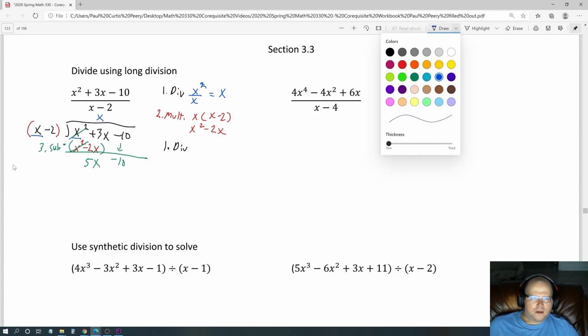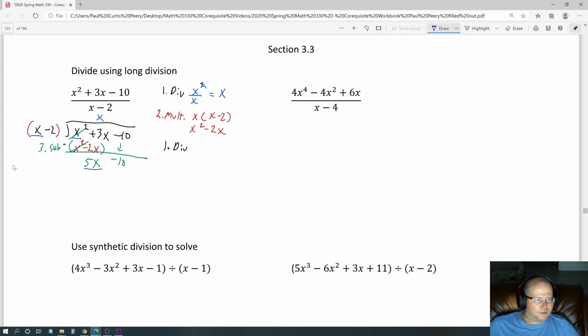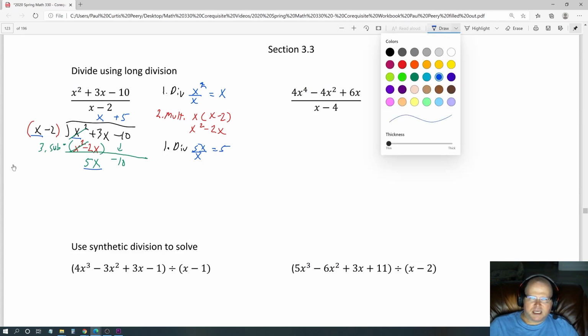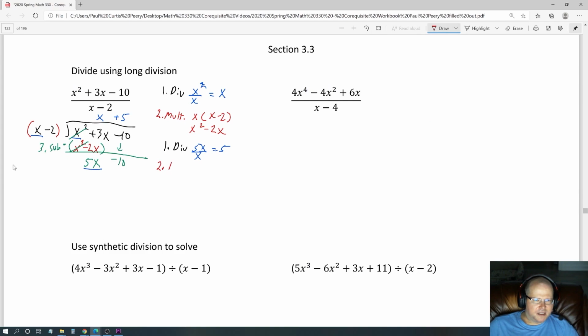Okay, so what we're doing here is we're saying, well, now it's 5x divided by x, which gives me 5. So then I'll put the 5 on top. Okay, so now what we do, second step again. Now we're moving on to multiplication. We take the 5 right there, and then we multiply by x minus 2 again, which gives me 5x minus 10.